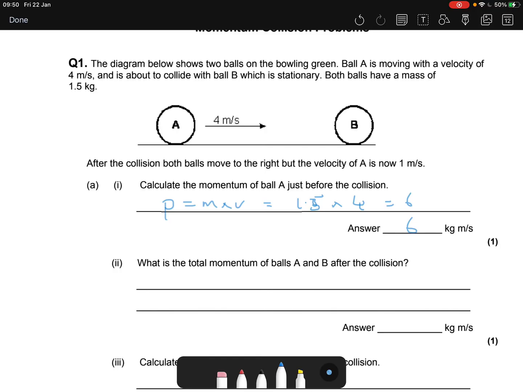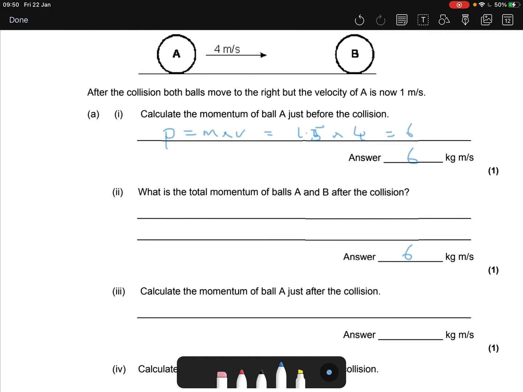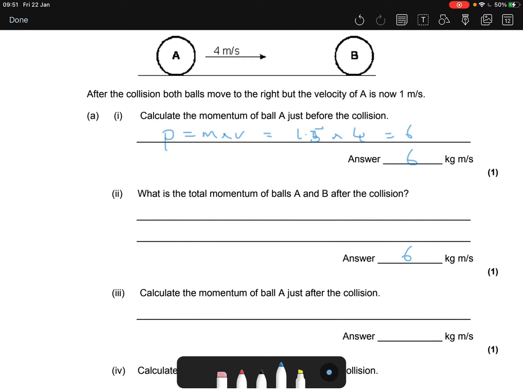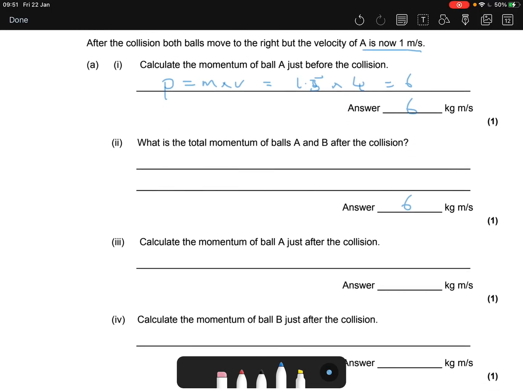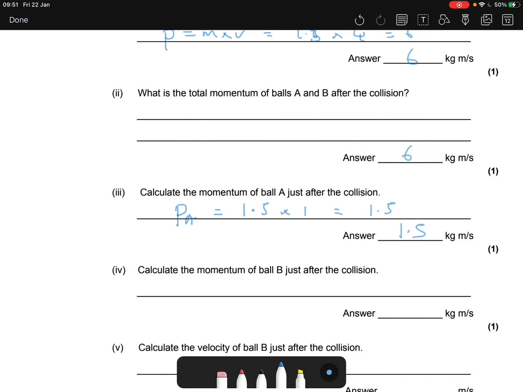What is the total momentum of the balls after the collision? Well, I've got nothing from B, so only from A, so it's going to be the same answer. It's 6 because B has a momentum of 0. Calculate the momentum of ball A just after the collision. So I have to look back up. After the collision, A is moving with 1 meter per second. So the momentum of A is going to equal mass 1.5 times 1, so I've got 1.5 kilogram meters per second.